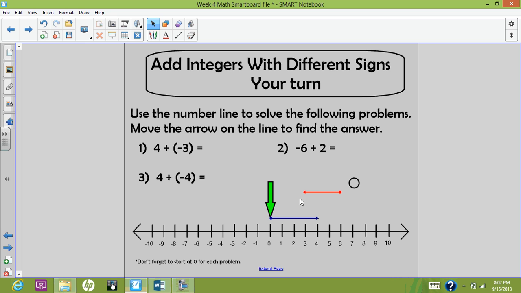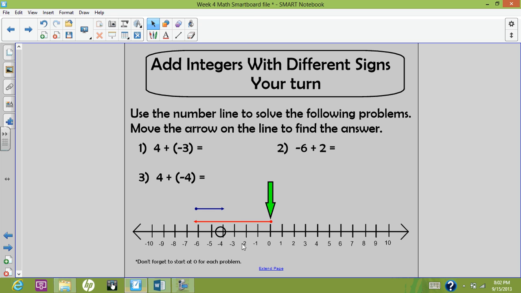All right, number 2, we start out with negative 6. So we're going to need our red arrow going to the left first. Negative is to the left, and I'm going to go 6 right there. And then I have positive 2. So from where that arrow ended, I'm going to go right 2, 1, 2. And that is going to leave me at negative 4. Hopefully you got negative 4. If not, go ahead and fix it.